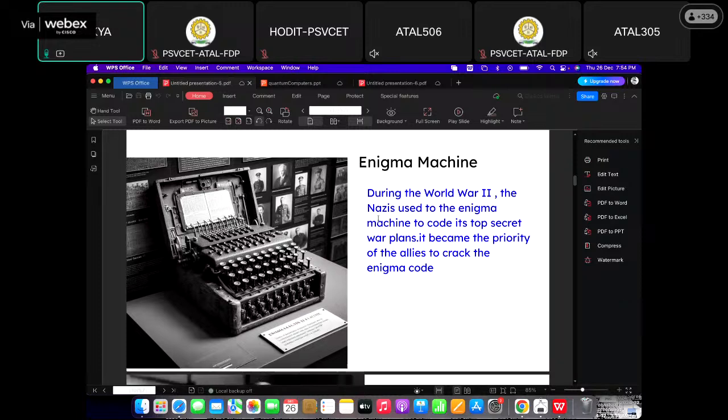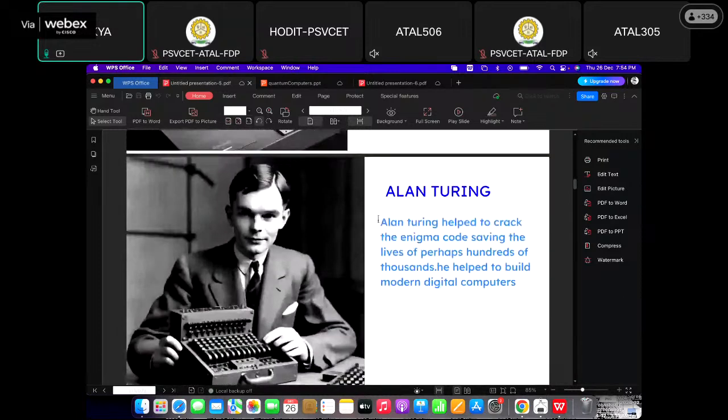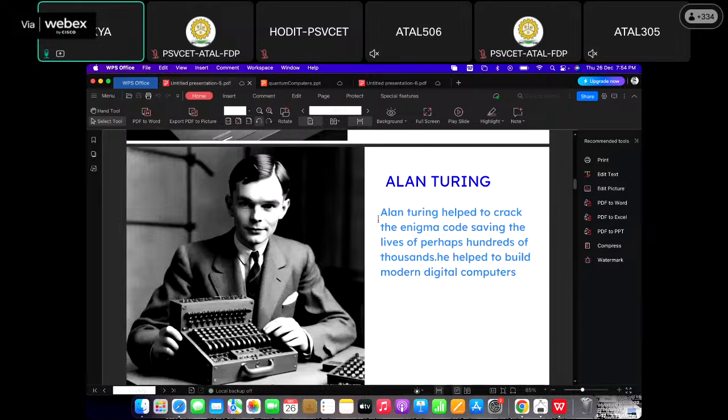So they were finding mathematicians like Alan Turing. I hope you all know about Alan Turing, one of the finest, the founder of artificial intelligence. Alan Turing helped to crack the Enigma code, saving the lives of perhaps hundreds of thousands of people, and he helped to build the modern digital computer.